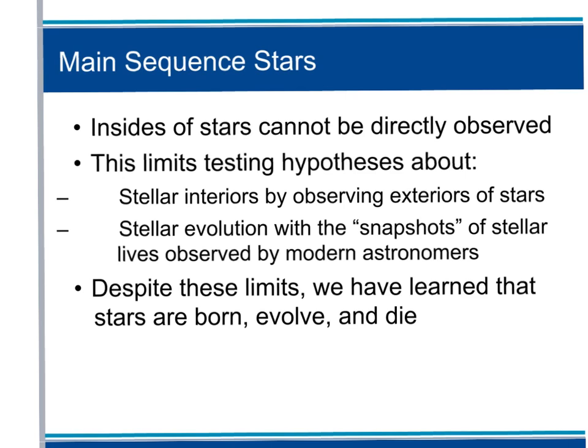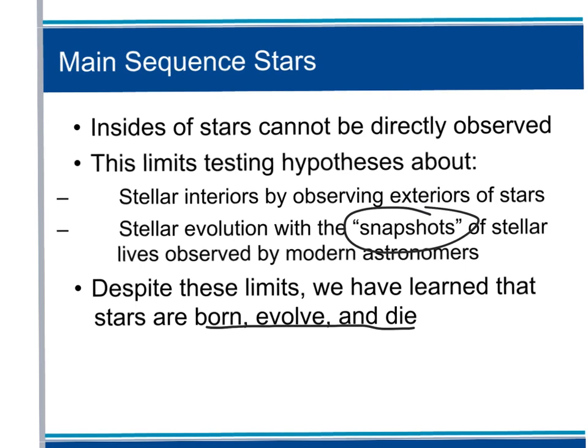So we're always going to look at a snapshot. We're going to look at that Hertzsprung-Russell diagram or main sequence of stars for a snapshot of clusters, perhaps, or a snapshot of stars, and observe basically what's going on in that cluster. So despite these limits, astronomers have learned a lot about how stars are born, how they evolve, and how they die.